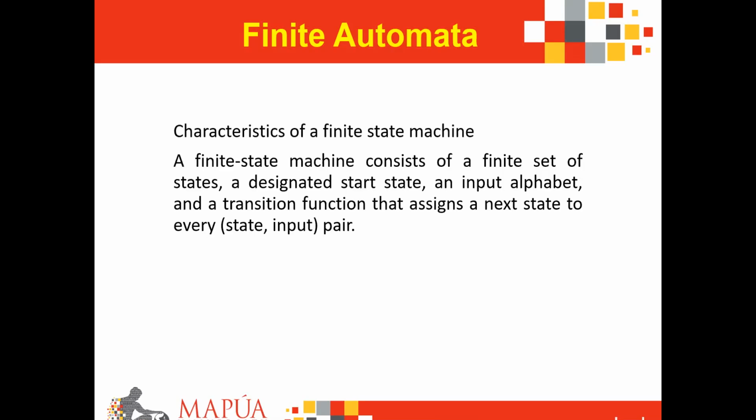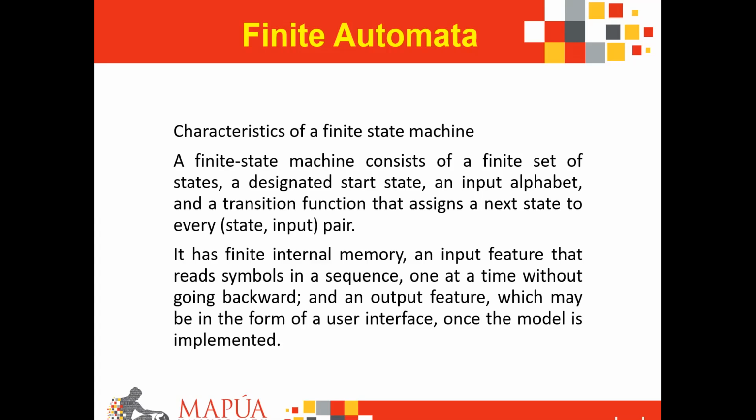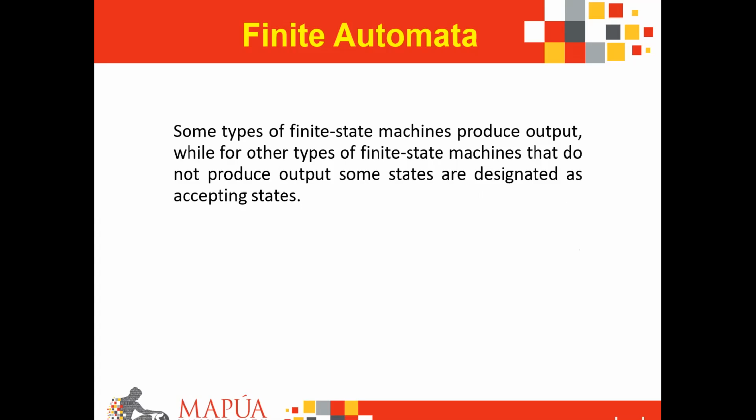The characteristics of a finite state machine. A finite state machine consists of a finite set of states, a designated start state, an input alphabet, and a transition function that assigns the next state to every state and input pair. It has a finite internal memory and an input feature that reads the symbols in a sequence one at a time without going backwards, and an output feature which may come in the form of a user interface once the model is implemented.